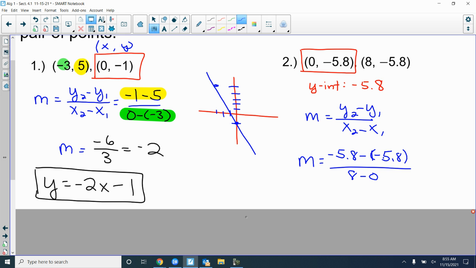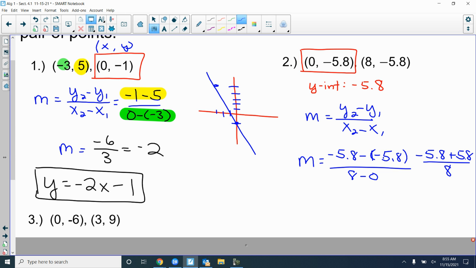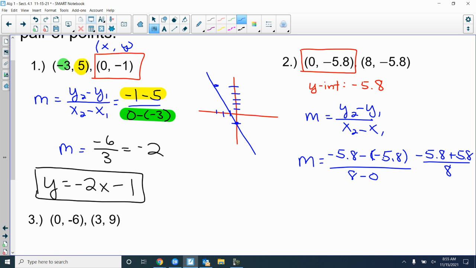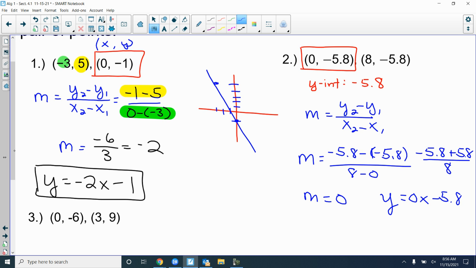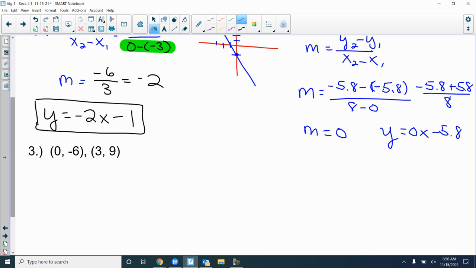What happens if you subtract a negative? Two negatives make a positive. So that should be -5.8 plus 5.8. And what's that give us? 0. 0 over 8 is 0. So now you've got y equals 0x minus 5.8. That's the first step. I don't want that as the final answer, because what can that just become? Y equals -5.8. Make sure that's your final answer.